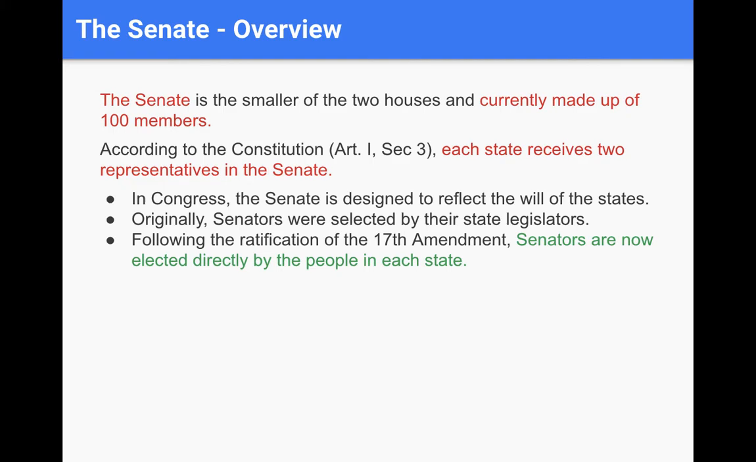Now let's talk about the Senate. The Senate is the smaller of the 2 houses. It's currently made up of 100 members. That's because there are 50 states. Each state gets 2 senators. 2 times 50 is 100, right?